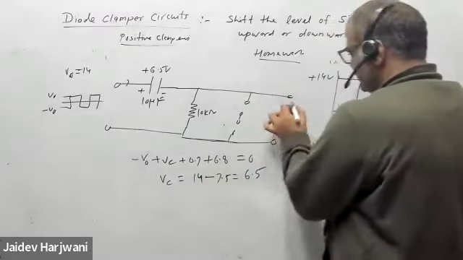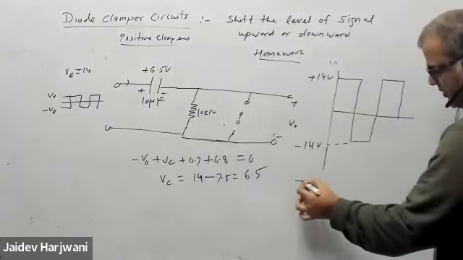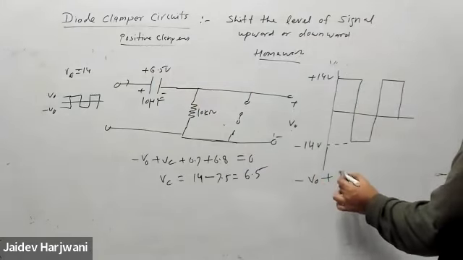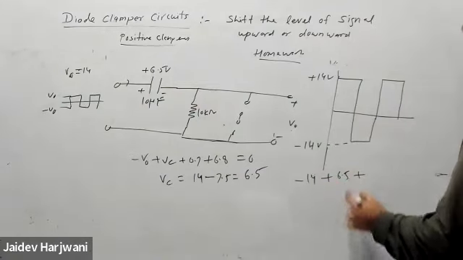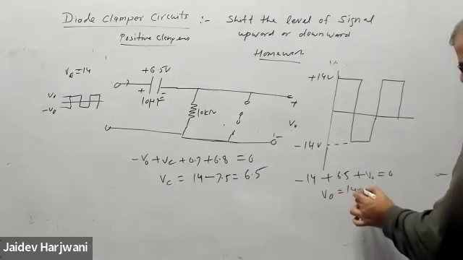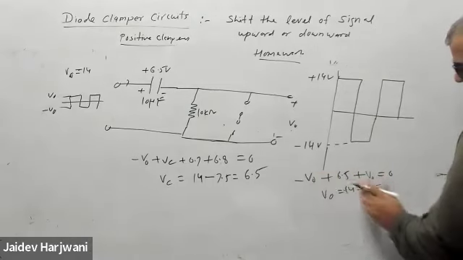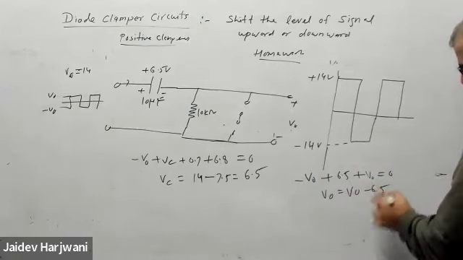So now, this is V naught. You have to write the equation like this: minus V naught plus 6.5 volt, so minus 12 minus 14 plus 6.5, minus V naught equals 0. So V naught will be 14 minus 6.5. Or you put V naught here, not minus; we change this from minus to plus. It will go plus V naught minus 6.5.